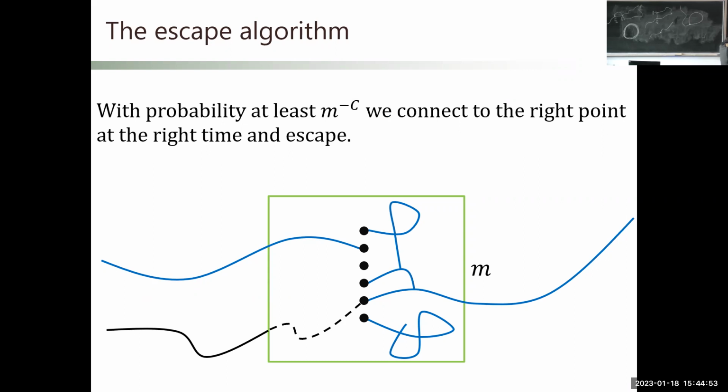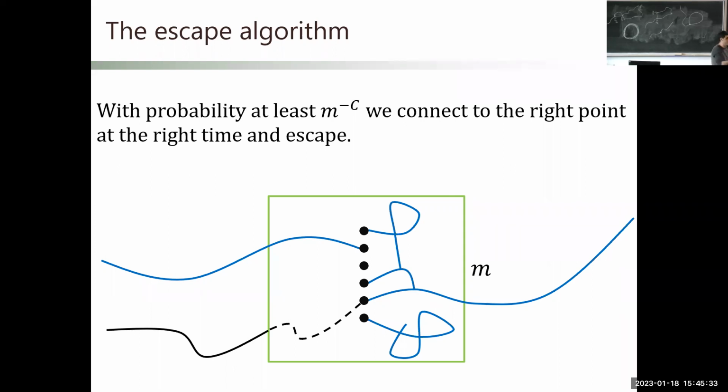So right here, the cyclic walk behaves like a random walk. Just for a simple random walk, you have a box of side n, and you have a probability at least polynomial in m of connecting to the right point at the right time and staying within this block. And if you did that, you just connected to the right point at the right time and stayed. That's the idea. But of course, this is a pretty small probability. The probability to connect exactly to the right point at the right time is pretty small.